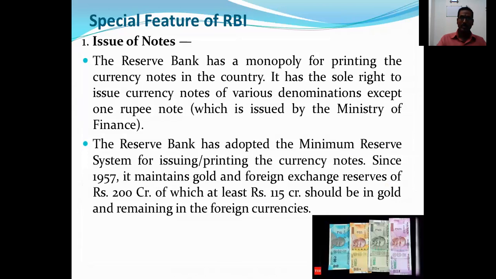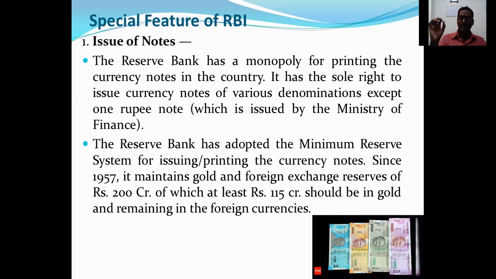Now we see the first one, the issue of notes. The Reserve Bank has a monopoly for printing. Monopoly means they are the dominating one, the only one who has the right and authority to print our Indian currency notes. It can be any denomination: 2000, 1000, 500, 100, 50, 10, 20, all the denominations. But except 1 rupee. This one is printed by the Ministry of Finance. So it has a sole right to issue currency notes of various denominations.